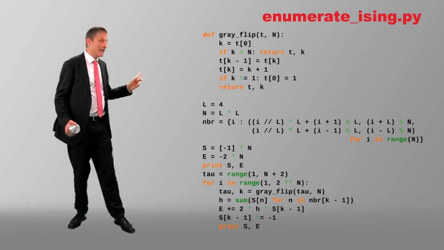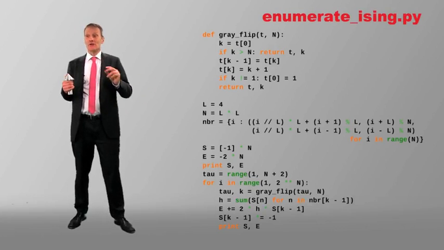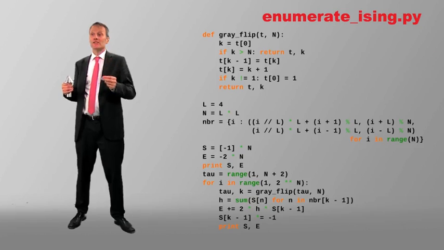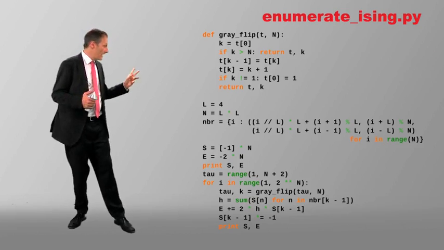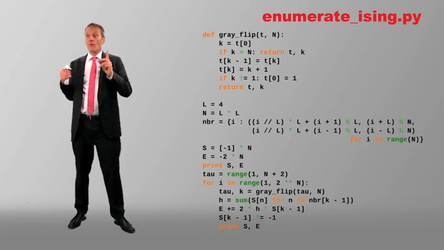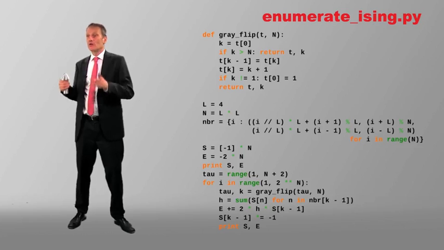Before doing so, however, please take a moment to download, run, and modify the programs that we discussed so far. Then there is this nice little program, enumerate_ising.py, that uses the Gray code enumeration for all the configurations. Try to understand what the Gray code does. You may need it later.